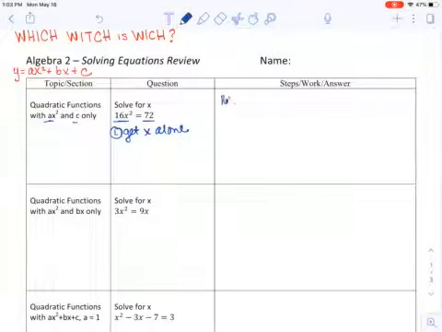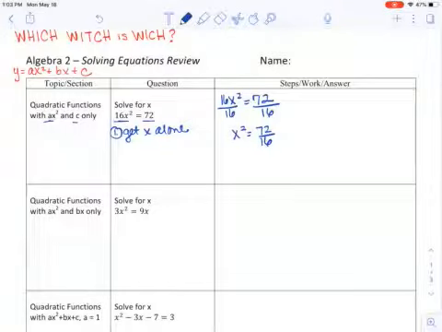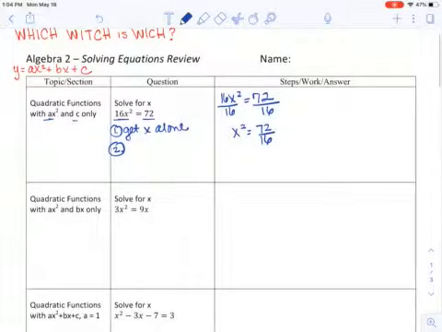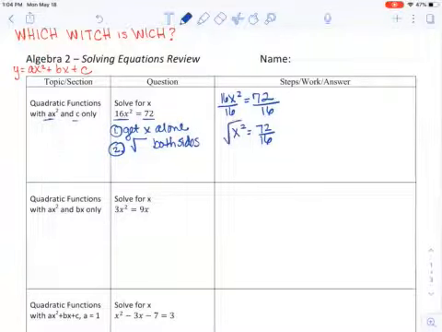Okay, so my 16x squared equals 72. I'm going to divide by 16. And x squared is going to be 72 over 16. I'm going to leave that as is for now. The second thing we're going to do is if you want to get x, you have to undo squaring. And how do we undo squaring? Yes, square root both sides.